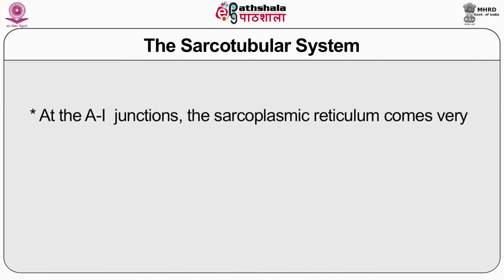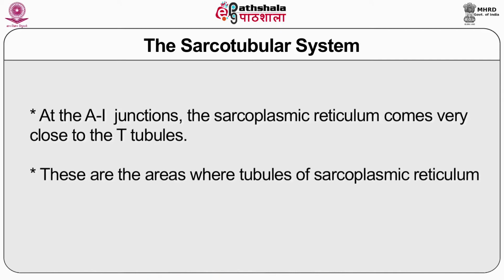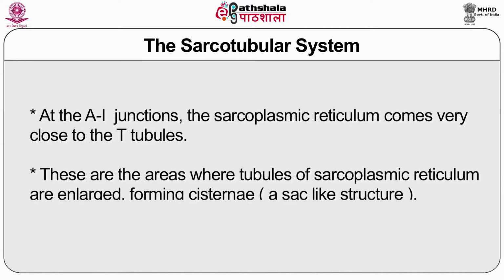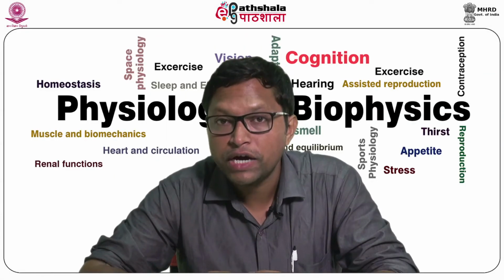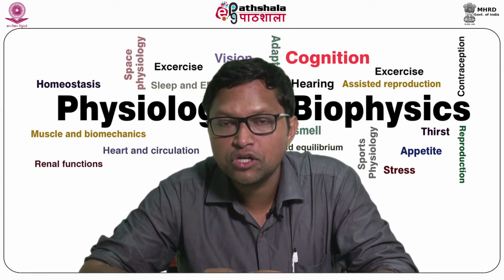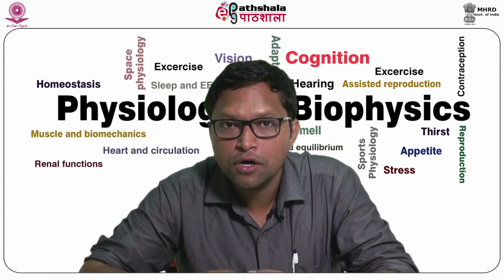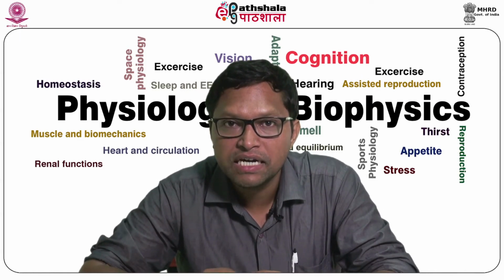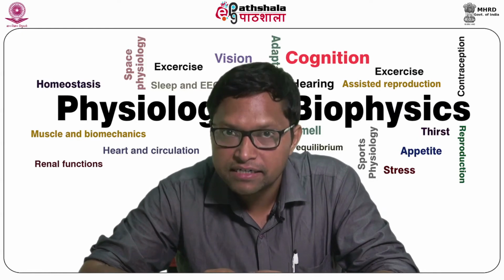At the AI junction, the sarcoplasmic reticulum becomes very close to the T-tubules, and these are the areas where tubules of the sarcoplasmic reticulum are enlarged, forming a cisternae, which is a sac-like structure. Now, when two cisternae come in close contact with a T-tubule, it forms a triad.